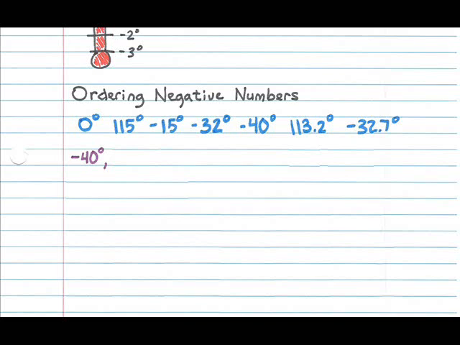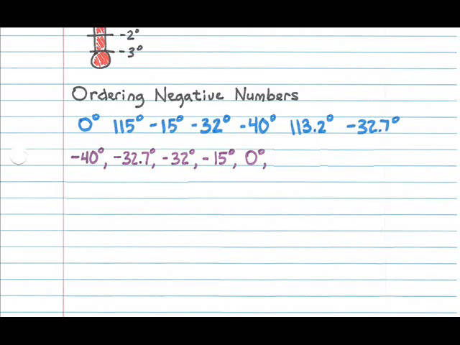Well, negative 32 and 7/10 is 7/10 further away from 0 than negative 32, so it's actually lower on the number line. So our next number is negative 32 and 7/10, which means the number after that is negative 32. And if you look, we only have one negative number remaining, and so negative 15 is the next number. Now, we don't have any negative numbers left. So 0 is our next number, because everything else is positive.